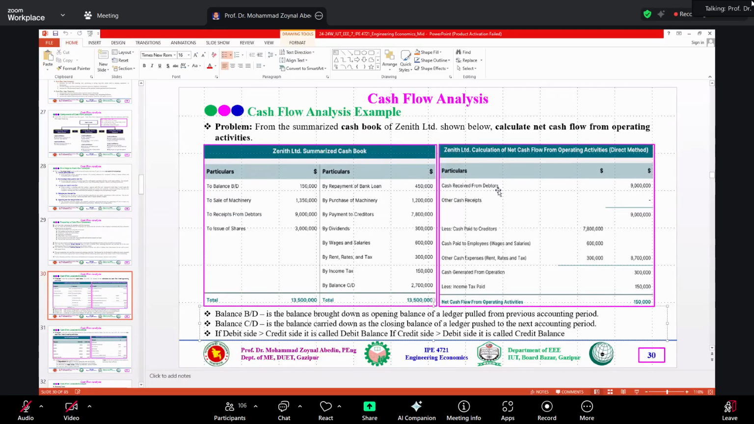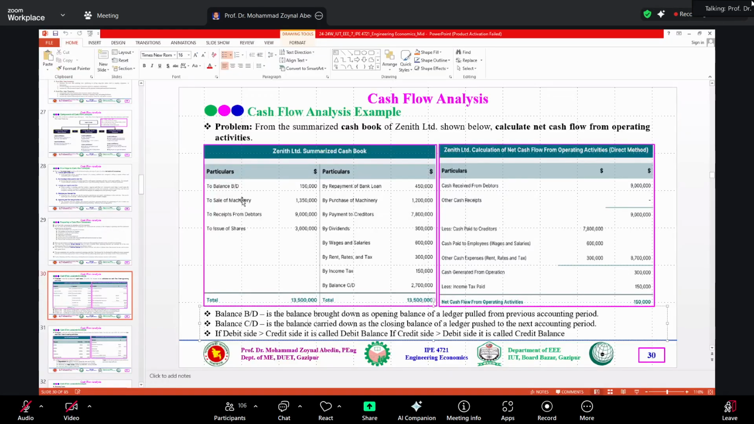So cash received from debtors is this one. Cash received from debtors is the amount of cash coming from other people to your pocket. This is due to the operating activities, so this is a plus value, a positive value. And other cash receipts, there are no other cash receipts. So this is the total cash inflow for the operating activities.